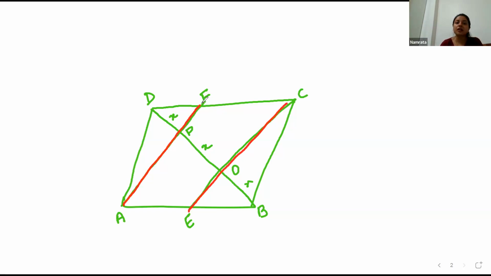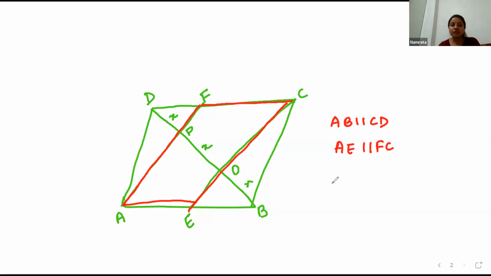This one is a parallelogram. We can prove it. How will we prove that? Because AB is parallel to CD, a part of AB, that is AE, the tiniest part of AB, must be parallel to FC.